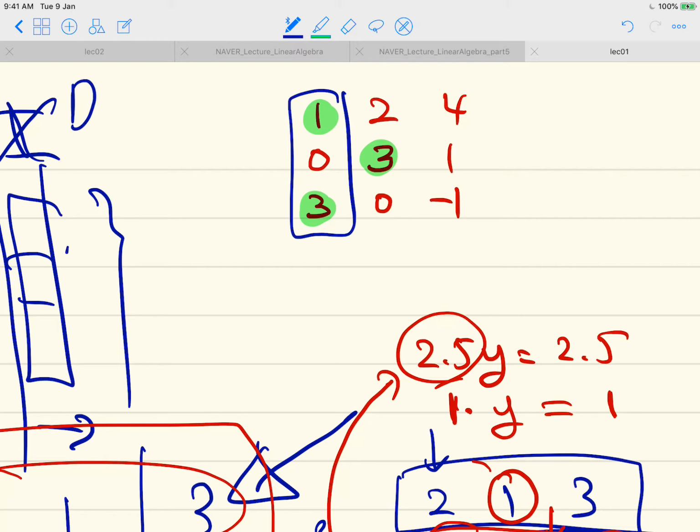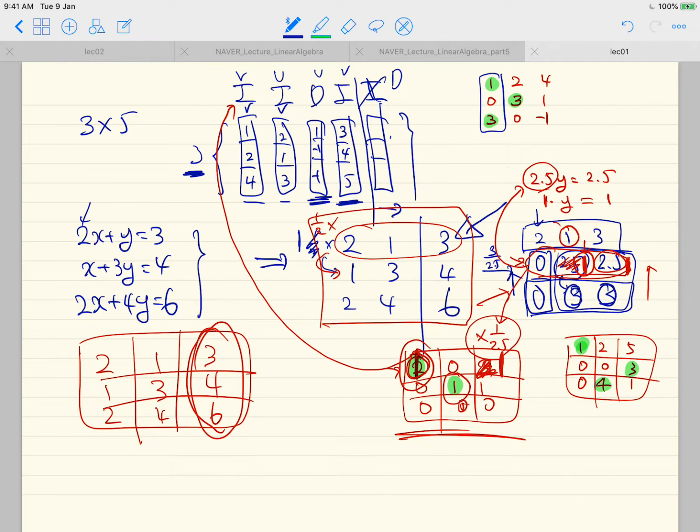But when considering those leading entries from the result of the Gaussian elimination process, each column will have at most 1 leading entry, or at most 1 pivot, right? Or it can have no pivot at all, like this case. Okay. So why is it so? How can we understand that each column should have at most 1 leading entry? Can anyone give a logical explanation?